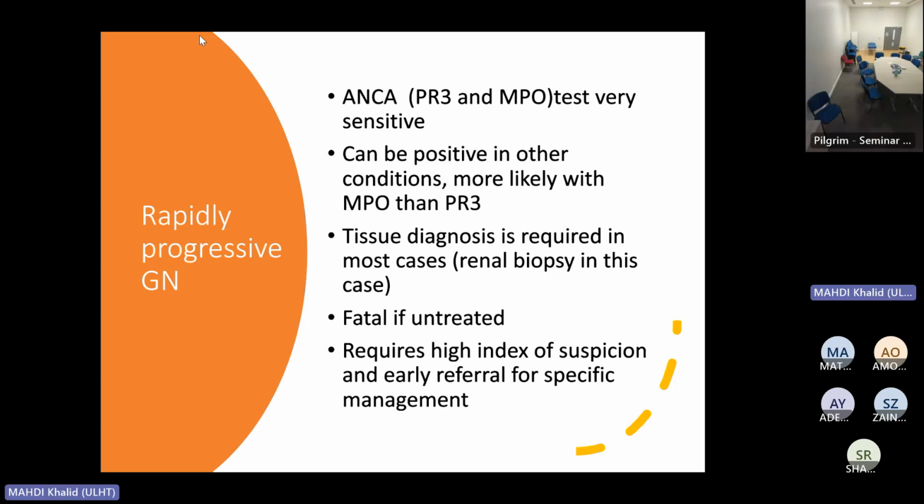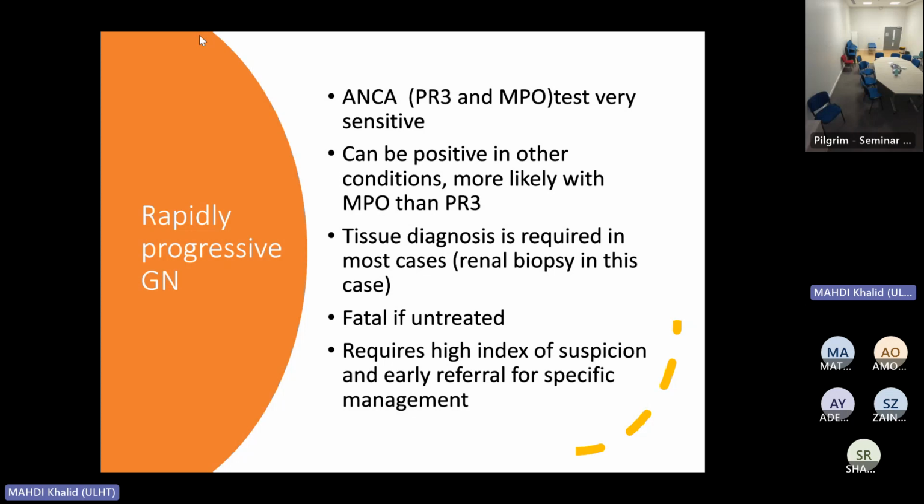We got a call in the afternoon from the rheumatologist saying the PR3 level was high, and then the renal consultant came and transferred the patient. Even when you ventilate them, it's not easy, as they have poor compliance. You can't even oxygenate them well with maximum oxygen. That's why the earlier you pick them up, the better their chance of surviving.